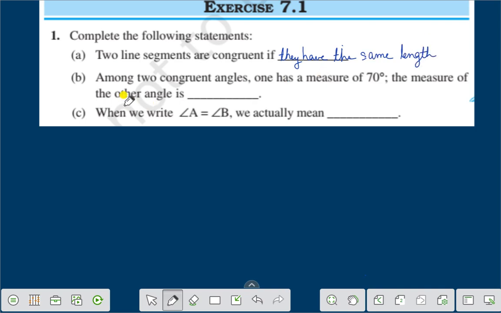Right? Question number 2 is among two congruent angles, one is a measure of 70 degree, the measure of the other angle will also be 70 degree. Right? Measure of other angle will also be 70 degree. When we write angle A is equal to angle B, we actually mean measure of angle A is equal to measure of angle B.